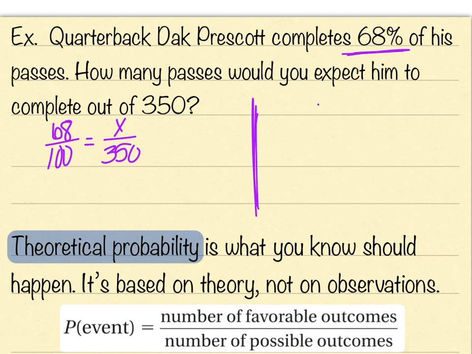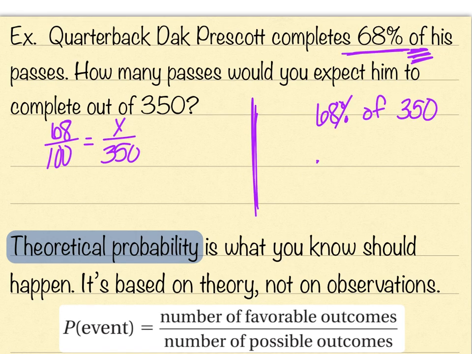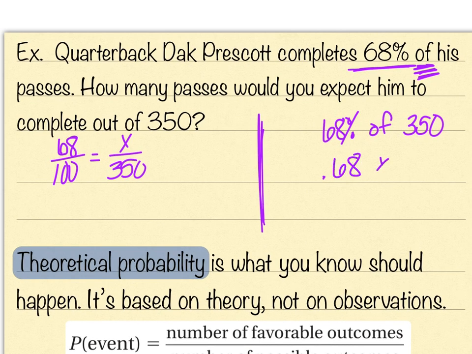Or we could say if he completes 68%, you can see that word "of" right there, of his passes, and he's going to pass 350 times, then I could just do 0.68 times 350. And if you type that into your calculator, you'll get 238, and we'll call them completions. So again, we're just using experimental probability or statistics, right? When we're talking about sports, it's really the statistics we use to make predictions. And people do this all the time in sports.